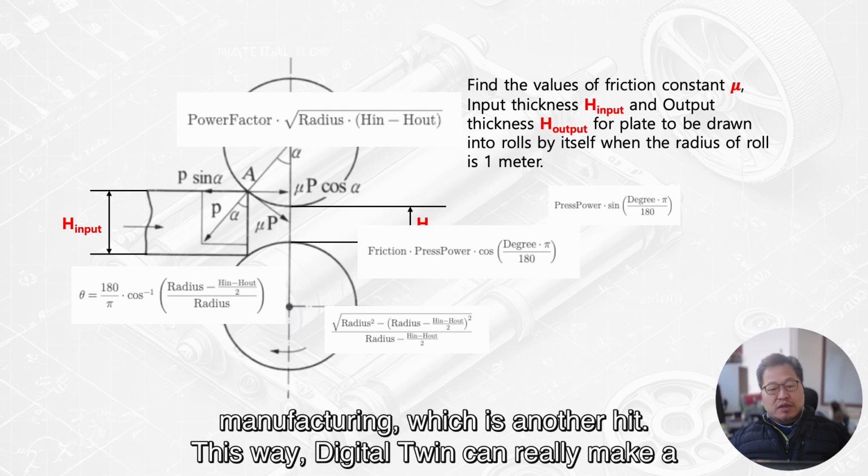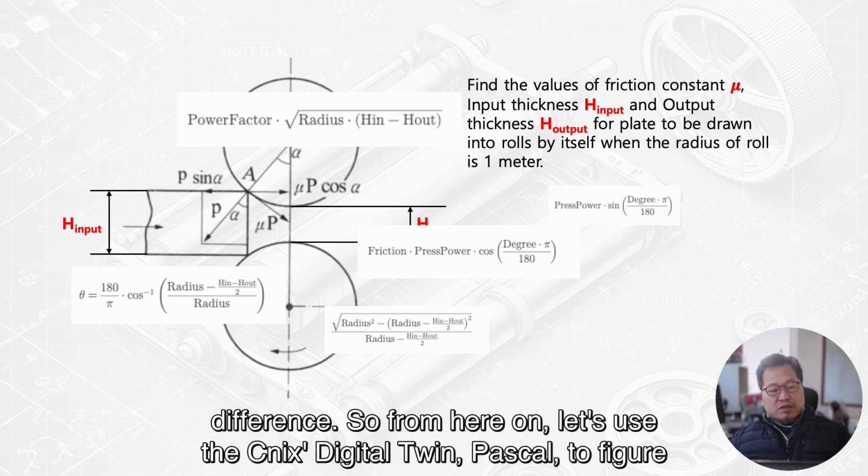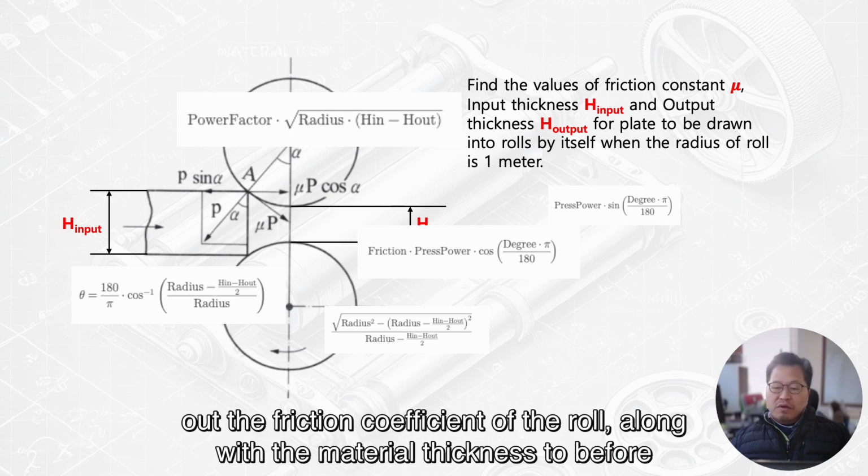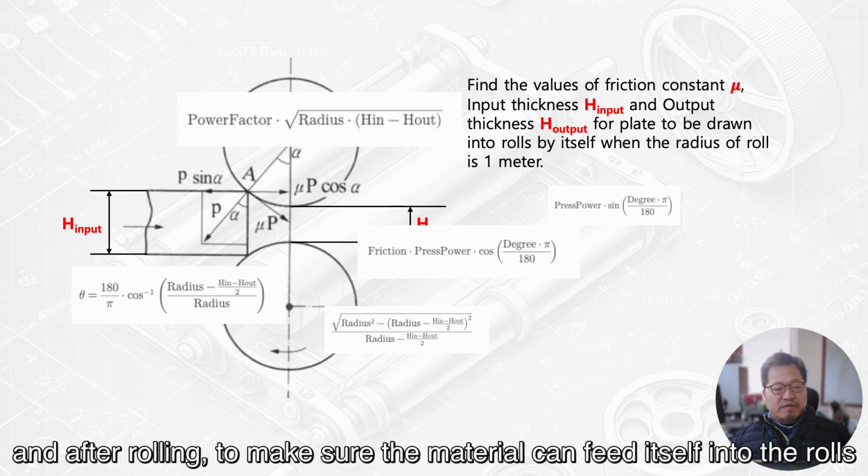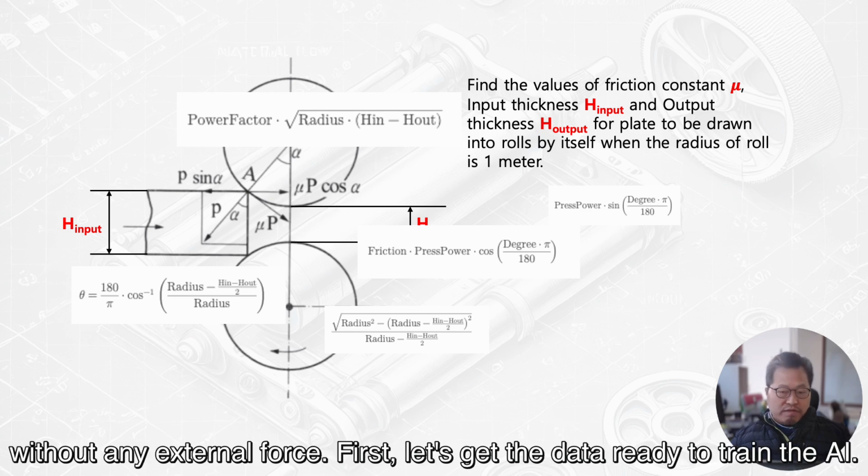That's where digital twin can really make a difference. So from here on, let's use Cnix's digital twin, Pascal, to figure out the friction coefficient of the roll, along with the material thickness before and after rolling, to make sure the material can fit itself into the rolls without any extra external force.